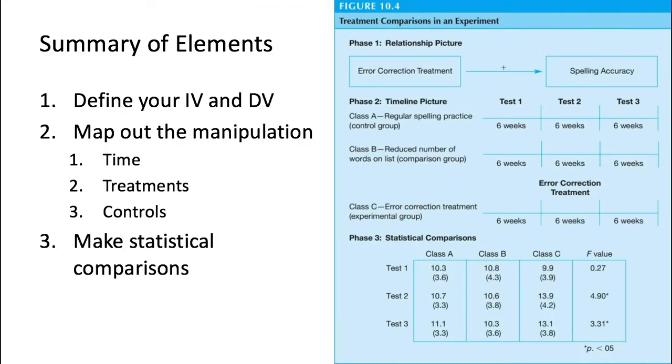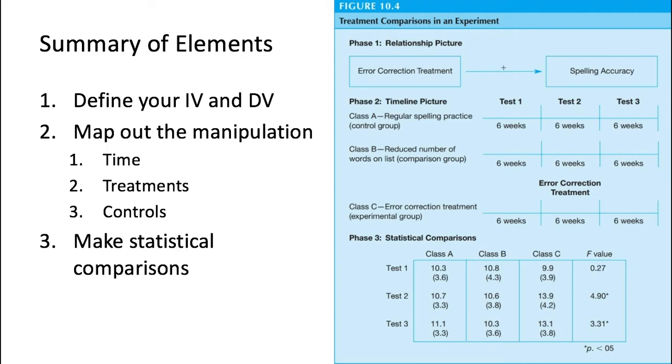Now, when we think about a summary of the different elements of developing an experimental procedure, 1, you have to define your independent variable and your dependent variable. 2, you need to map out the manipulation, considering what is the time frame or the timeline. How long is this going to go on? How many observations are you going to make? What types of measures are you going to include? You're going to think about the treatments and exactly what type of manipulation you are going to use. How might you vary it across different groups? And are you going to have a control and a placebo group, something that you think you might need?